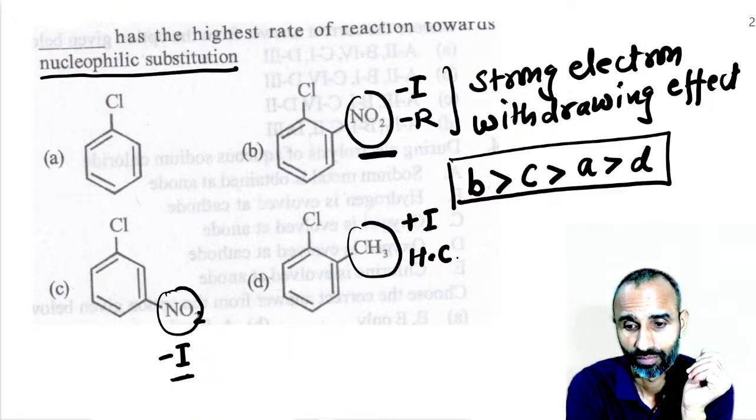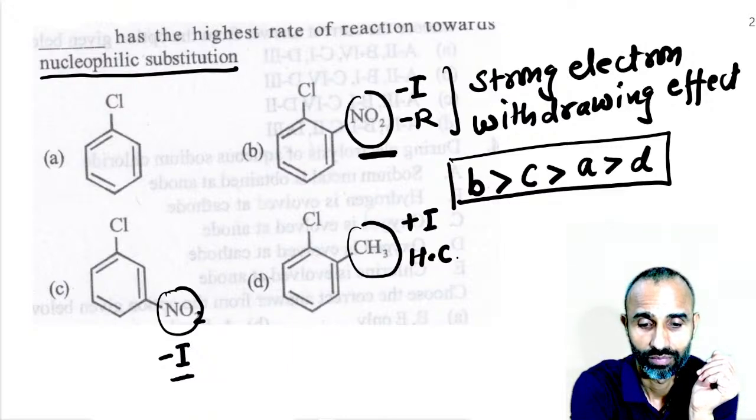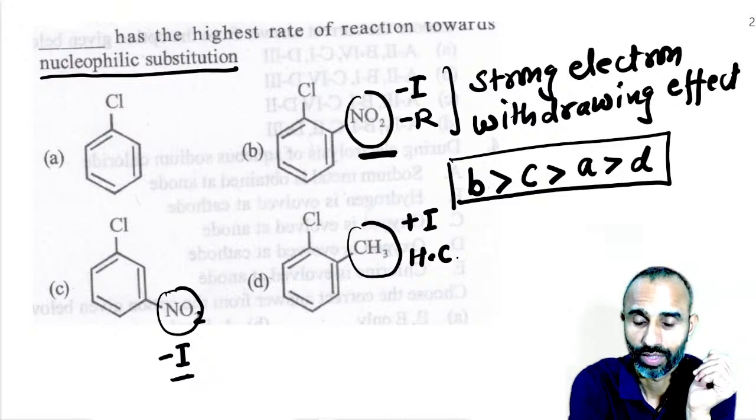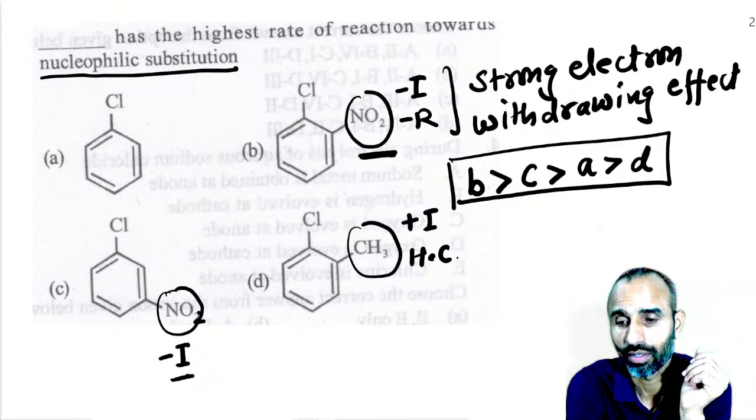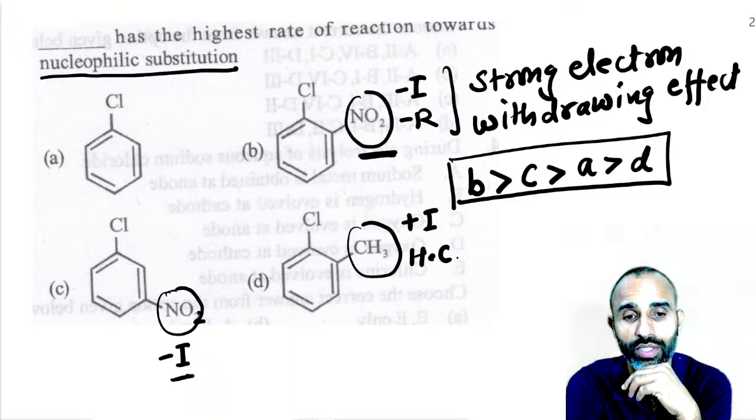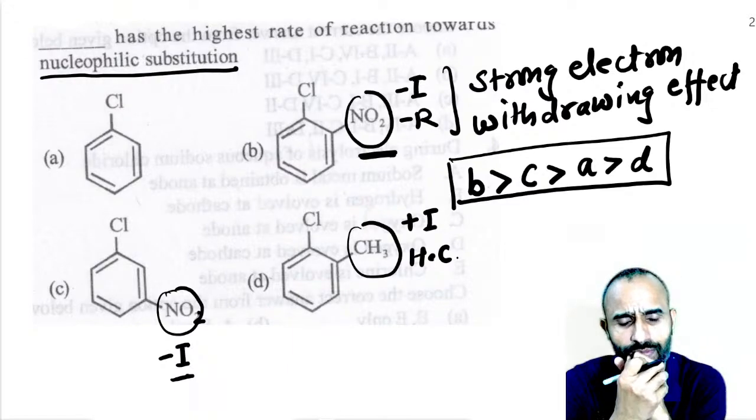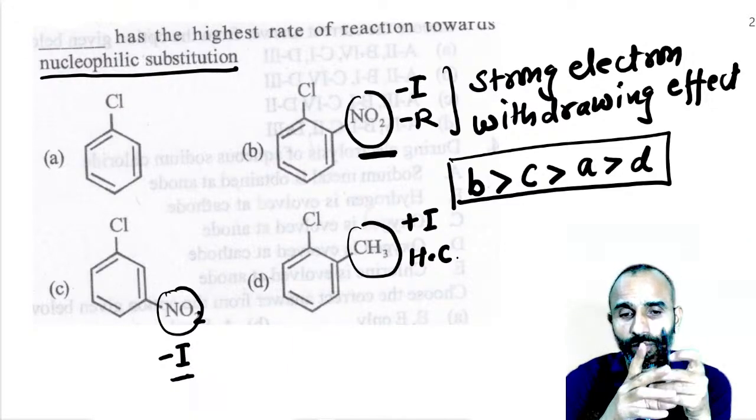So if in option C it was para instead of meta, then can we decide? Yes, if it is para, para has more plus R effect. Then how will we compare it to the ortho isomer? Then ortho will be more, because of more minus I effect.